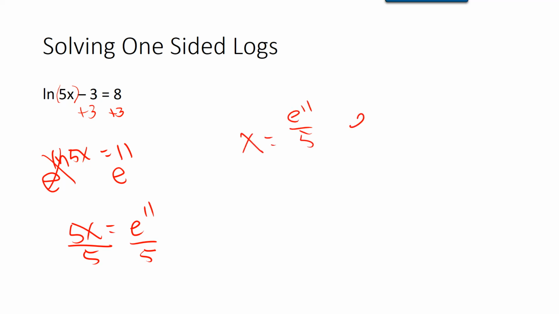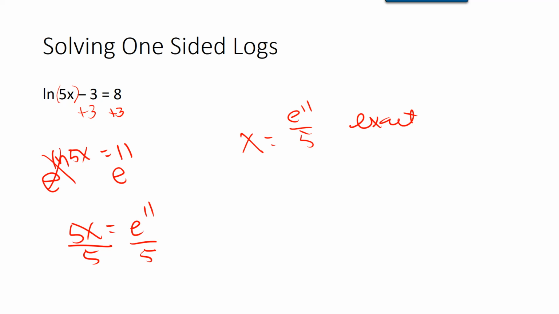Now, this is the exact answer. It's not rounded. Directions on your homework are going to say to round it out to 3 decimal places, but perhaps on a standardized test or something, it's going to want an exact answer, so you would just stop here. E to the 11th, all of that divided by 5, perfectly acceptable answer if that's what they ask for. Let's figure out what it is as a decimal, though.